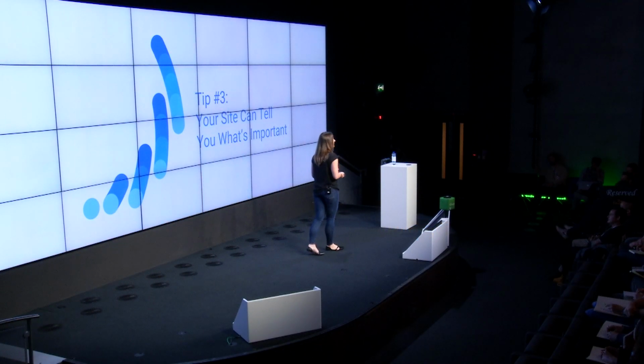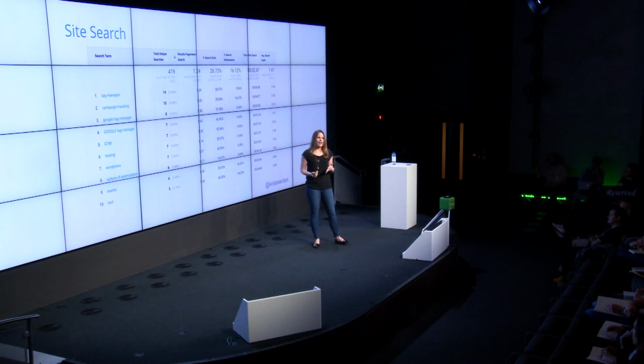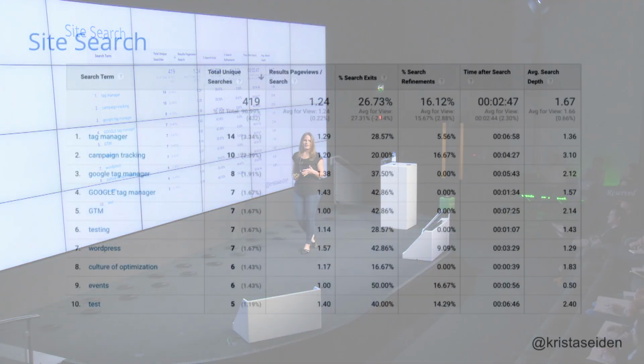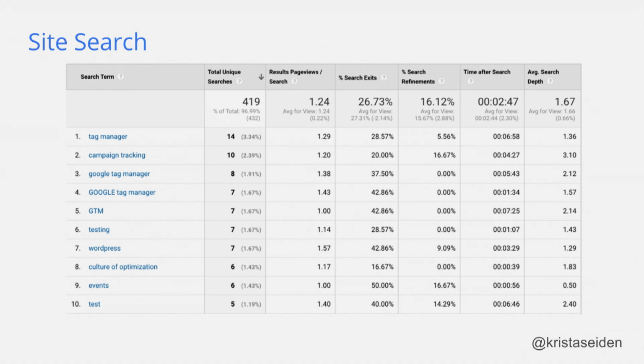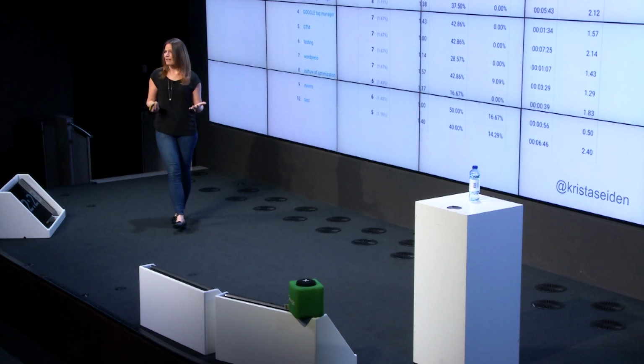So tip number 3 is your site can tell you what's important. There's a lot of reports in Google Analytics that I could go into about this. You can look at browser reports, browser version, a lot of different things. I love the site search report. And I love it because it's actually user intent. These users are directly telling you in that search box what they care about, what they want to find on your website. And perhaps that your website is not matching their intent because they're not able to find this content easily or not enough of it.